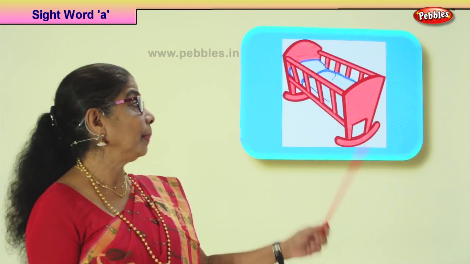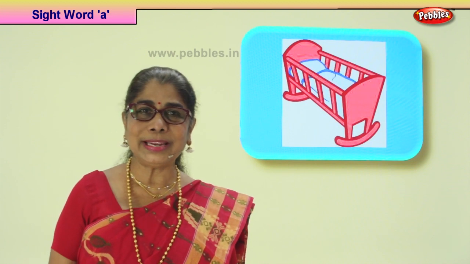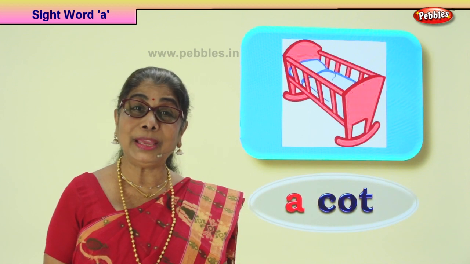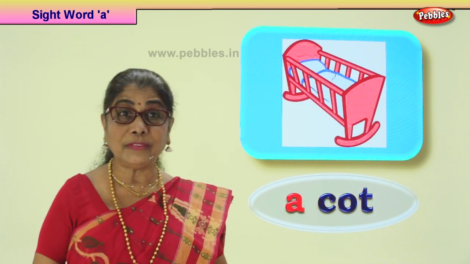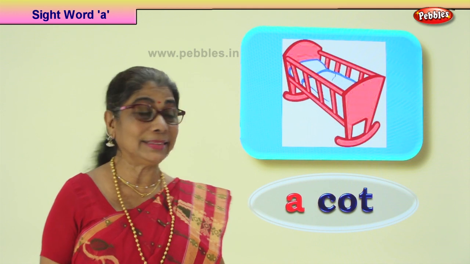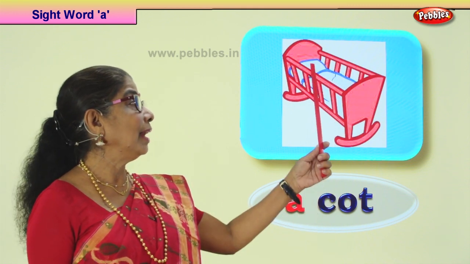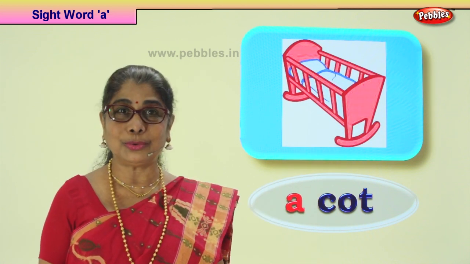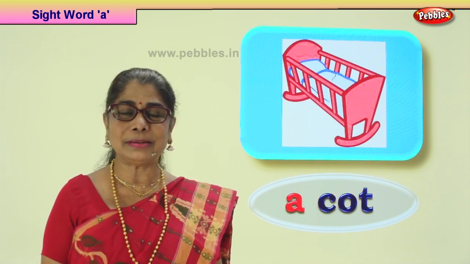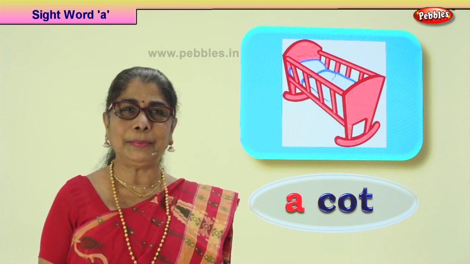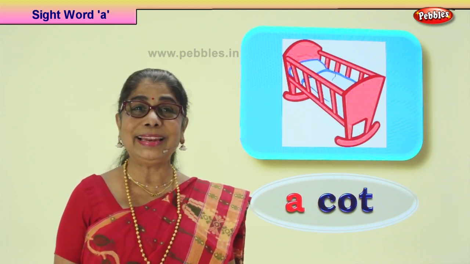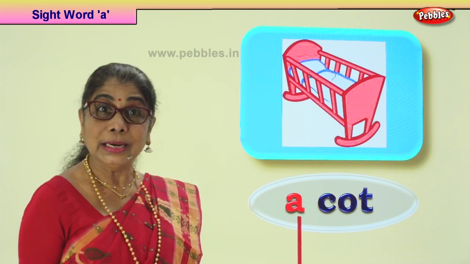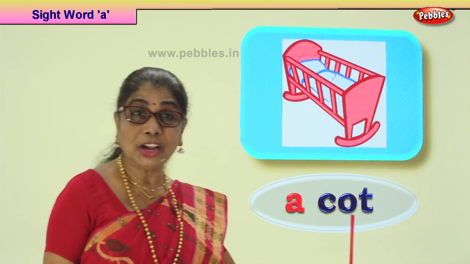Look, what do we have here? Who sleeps in it? Yes, it is a cot. Tiny babies sleep in the cot. Do you have a big cot for yourself? Yes. Now, it's a cot. Now, see, it's all closed on four sides so that the baby won't fall out. If you have a little baby sister or a tiny baby in the neighborhood, go and see the little baby cot. Look at the sight word, a, read, a cot.